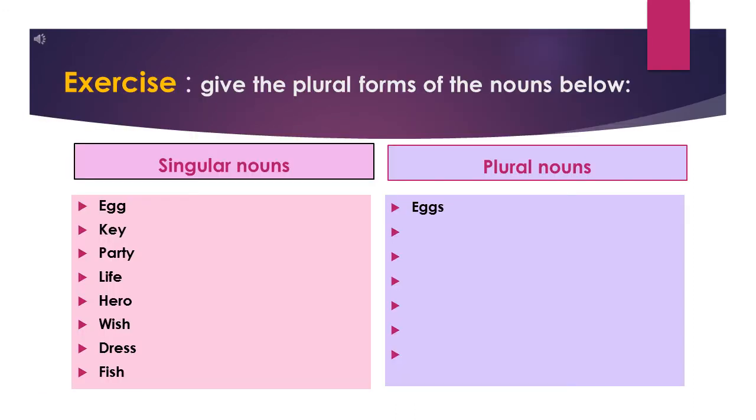Okay, here is an exercise for you. Give the plural forms of the nouns below. Look at how each noun ends and you will know what to add: S, ES, or IES. Example, one egg. So eggs. Simply we add S. Key. Party, life, hero, wish, dress, fish.